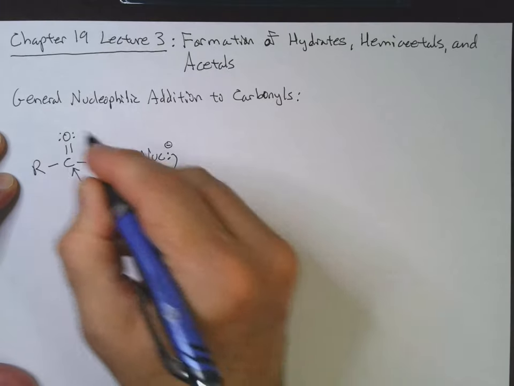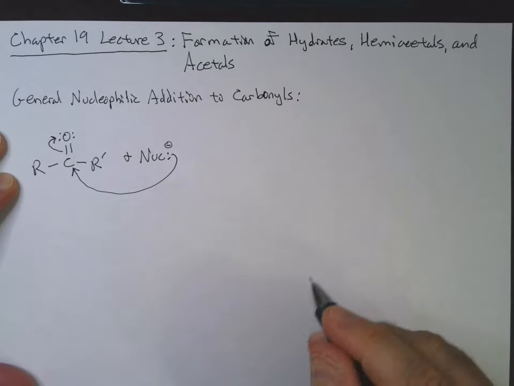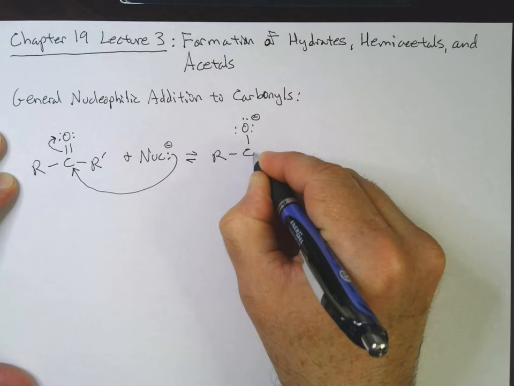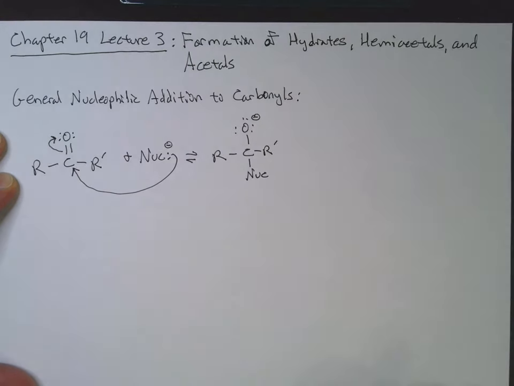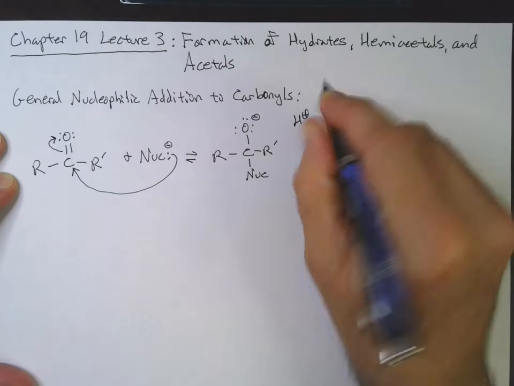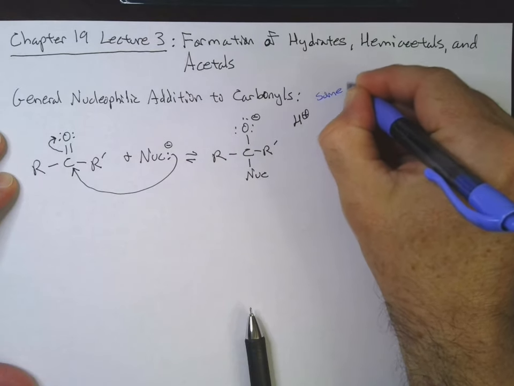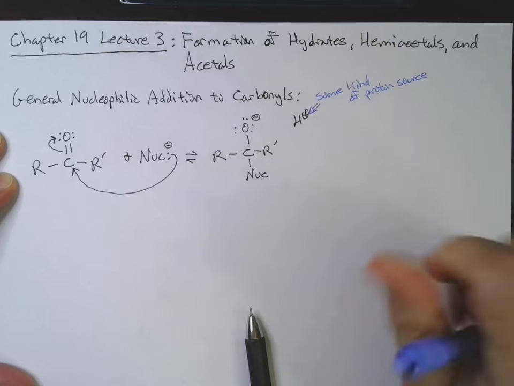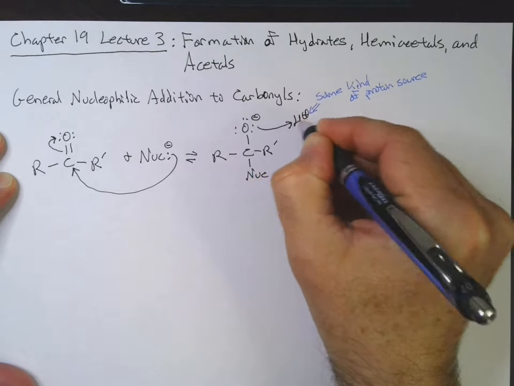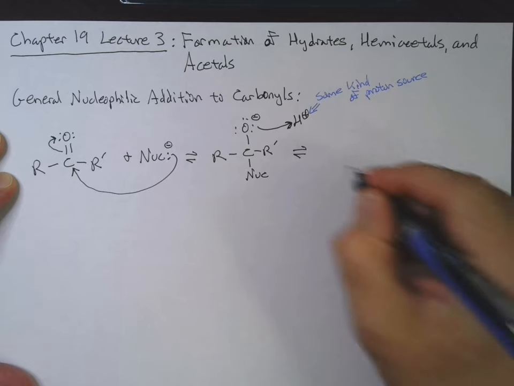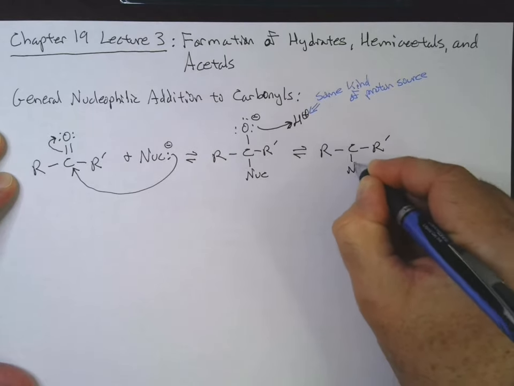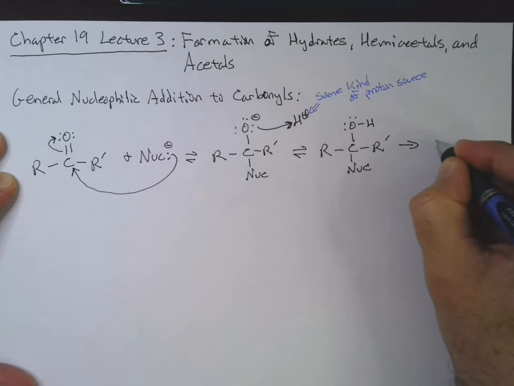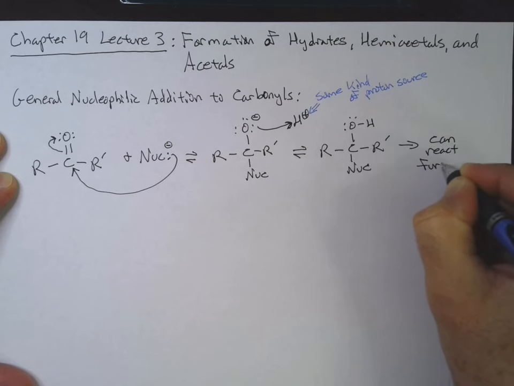And we'll go ahead and get attack, kick the electrons from the C=O double bond up onto the oxygen, and now we have R, C, O negative charge, R prime, nuc. And now, if we have some kind of proton source, then the negatively charged oxygen there can pick up the proton, and now we will have R, C, R prime, nuc, and OH. And this could react further, potentially.